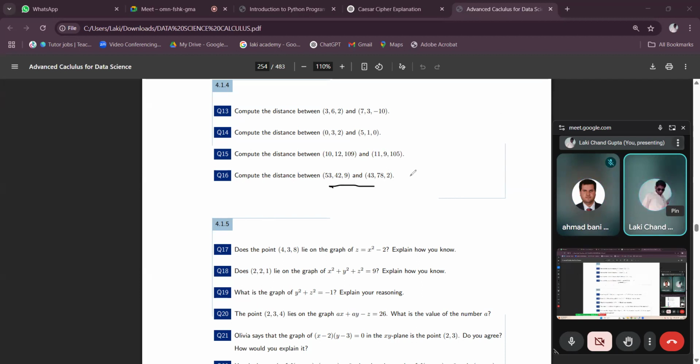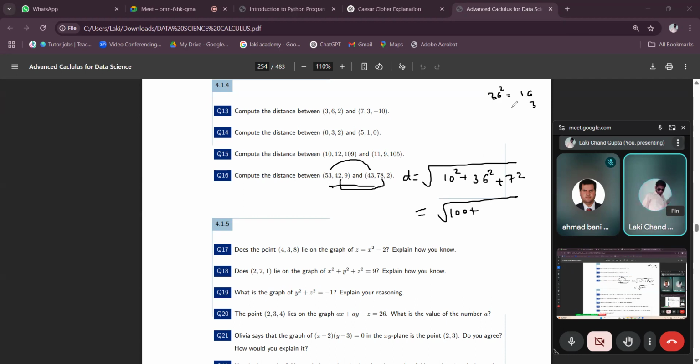See this question. 53 minus 43 is what? 10 square. 42 minus 78 becomes what? 72. 6, 36 square. 9 minus 2 is what? 7 square. 36 square is 1296. 49.